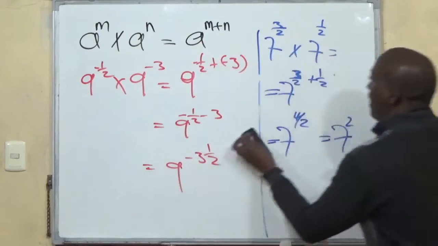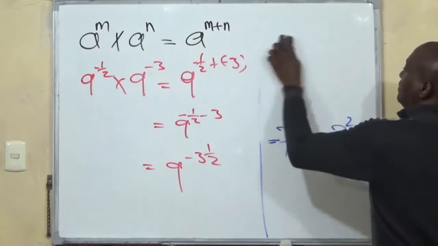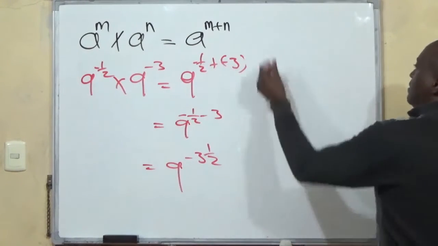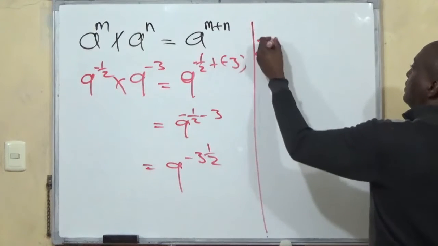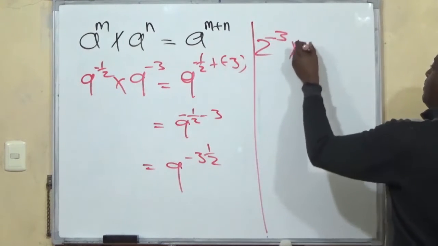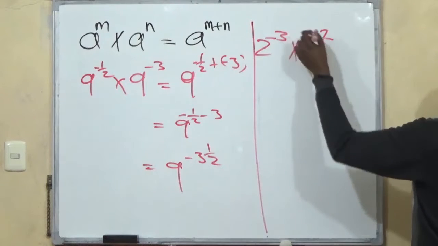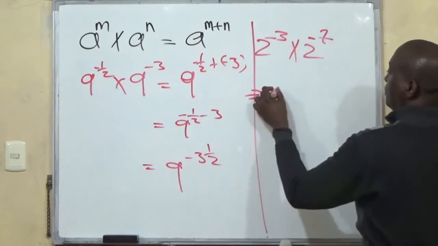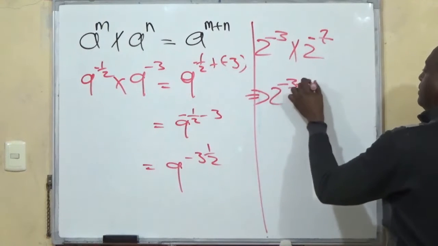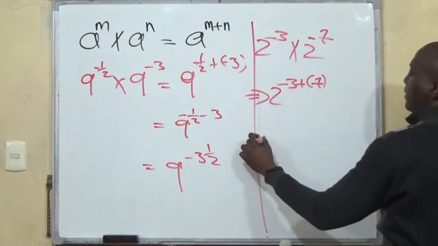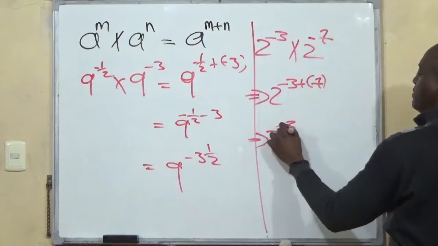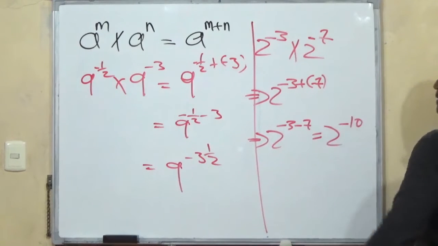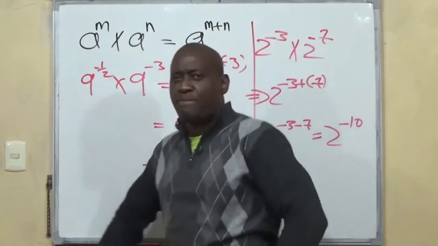So let me do a simple example with the negative numbers. I feel that half would spook some of you out. So let me make life a little easy now. So, a simple example. If I have 2 to the power of minus 3 multiplied by 2 to the power of minus 7, then that would be 2 to the power of minus 3 plus minus 7, which is equal to 2 to the power of minus 3 minus 7, which is equal to 2 to the power of minus 10.